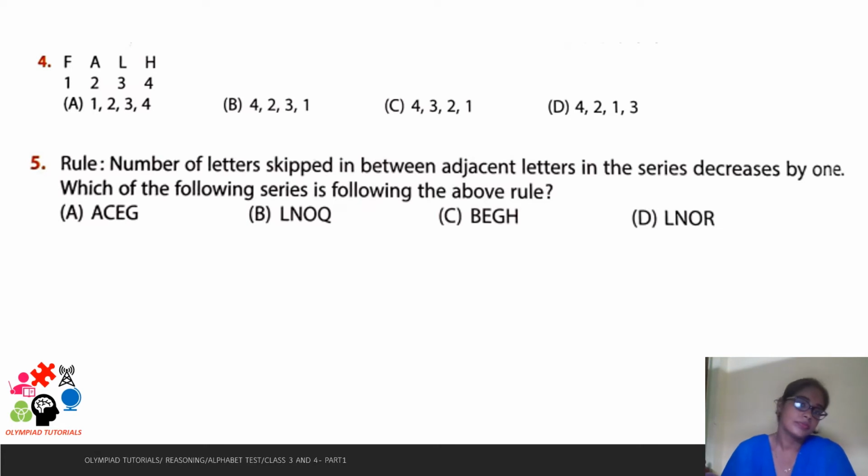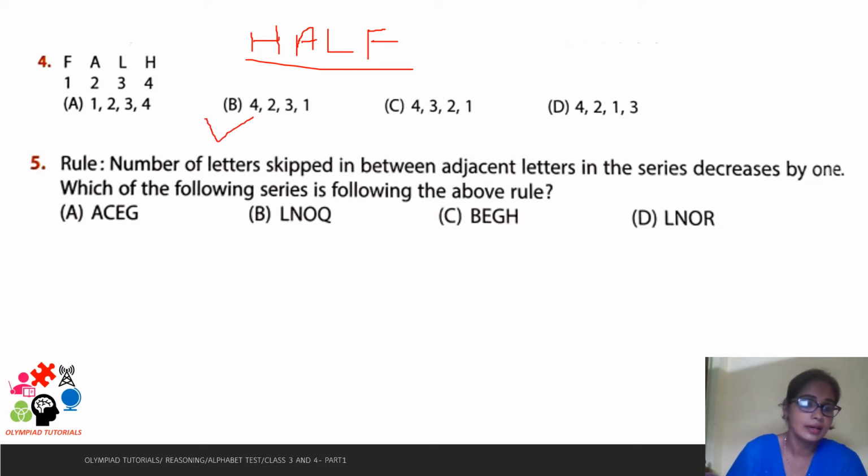Now next one, FALH. So we'll just write the other method using the options. First option is 1, 2, 3, 4. It will be same as the given word. The next is 4, 2, 3, 1. 4 is H, 2 is A, 3 is L, and 1 is F. So we have got the word half. So this is a meaningful word. So your option number B is going to be the correct option. Try to solve more and more questions on this arrangement of jumbled words.